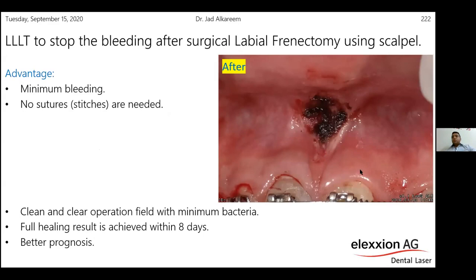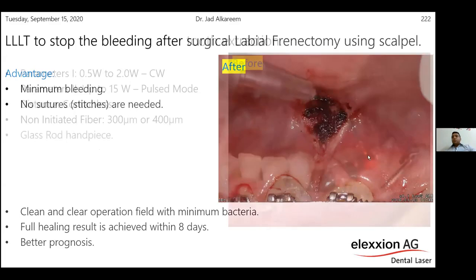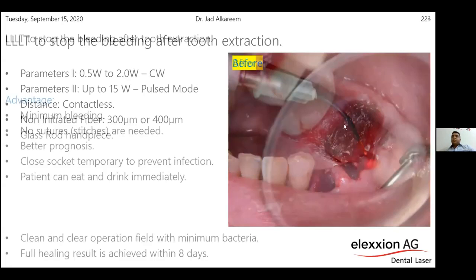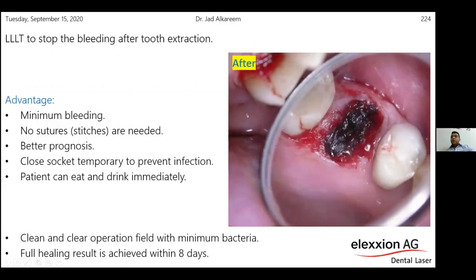Also, you can use the diode laser to stop the bleeding after extraction. In this case, you don't want to cut, you just want to disinfect the area and stop the bleeding. So a non-initiated fiber can do the job. Here is after the extraction. You can see that the socket is blocked by the coagulated blood. The coagulated blood also helps the socket to close faster, and the final healing can be achieved within 8 days.